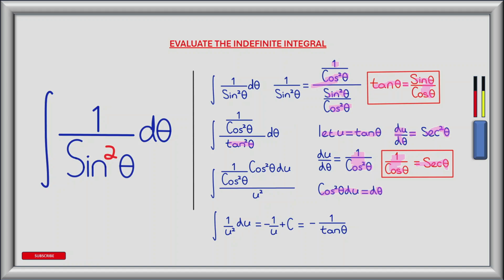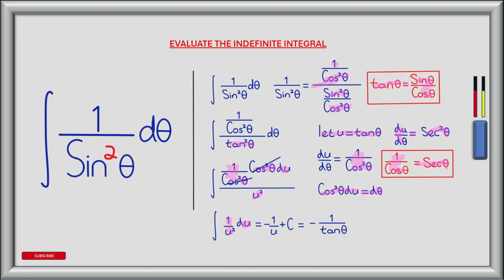Replacing θ and dθ in our integral, we have 1 divided by cos² multiplied by cos² du, which is the replacement for dθ, and that's divided by u squared, where u is equal to tan θ. Cos² in the numerator is eliminated, and we're left with the integral of 1 divided by u squared du.